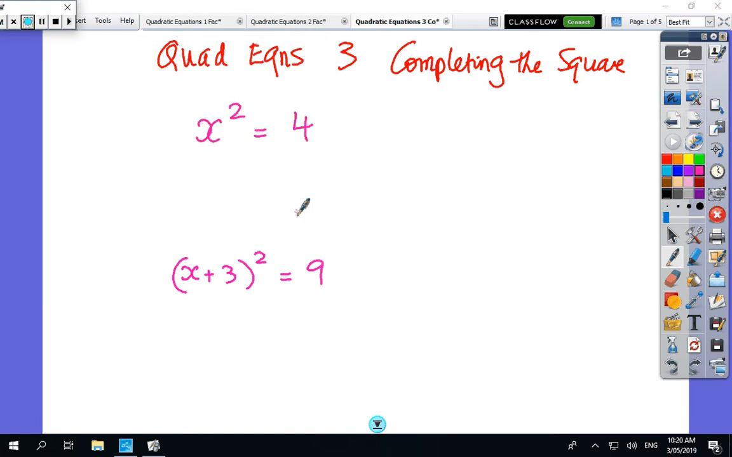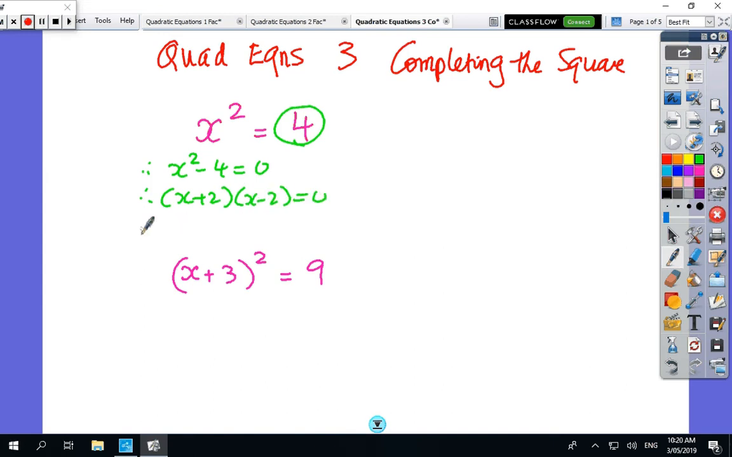Okay, so we're looking at the third video on quadratic equations, and this technique is called completing the square. In the previous video on factorizing, I said all quadratic equations have to equal 0. So as our first step, x squared minus 4 equals 0, and then that's the difference of two squares, (x + 2)(x - 2) equals 0. And so the answers are minus 2 and plus 2, so it's plus or minus 2.